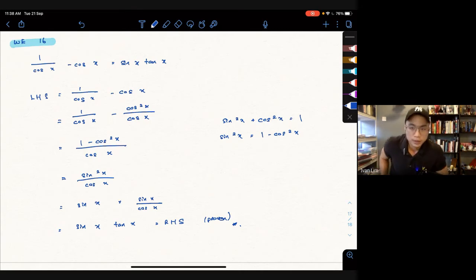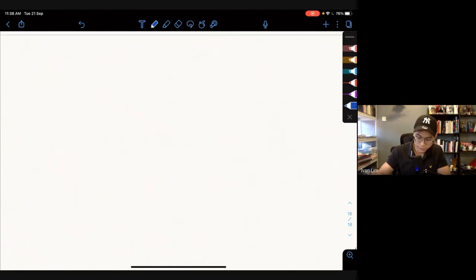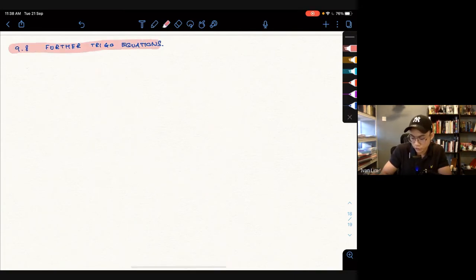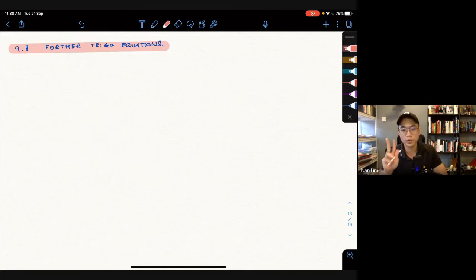Okay, let's move to 9.8. Further trigo equations. Okay, so solving of equations, right? Solving of the trigo equations, when they say solve, it means finding the x value. Okay, there's another 3 more trigo functions that we'll be learning right now.